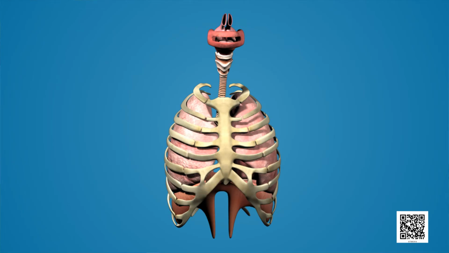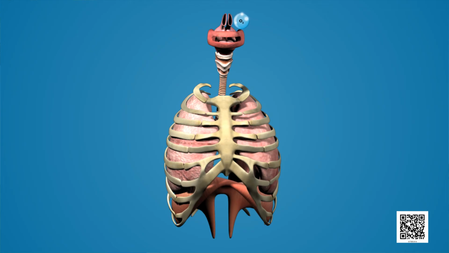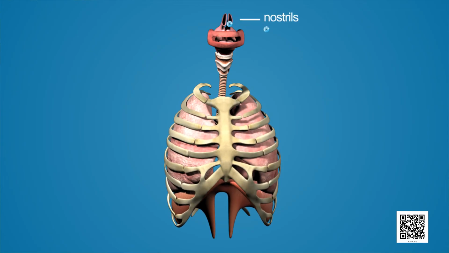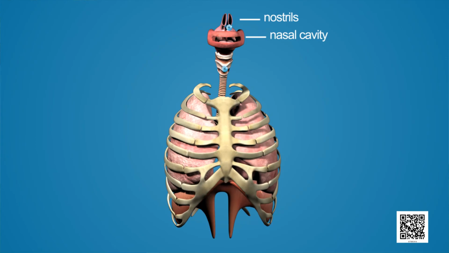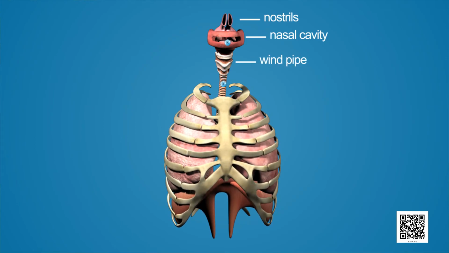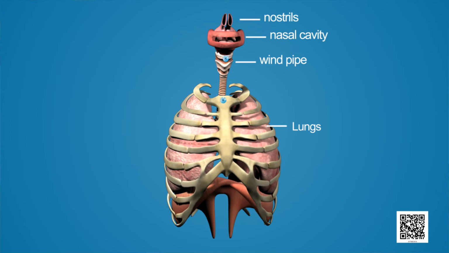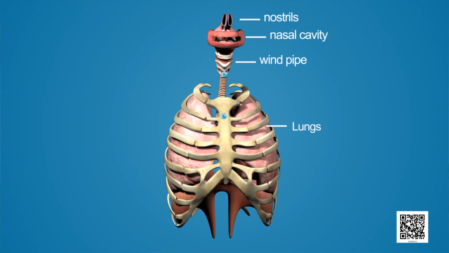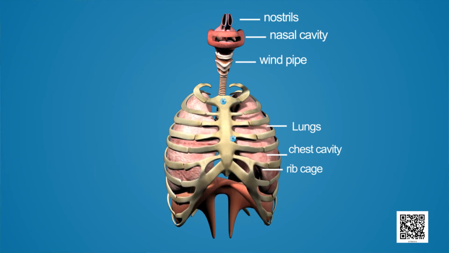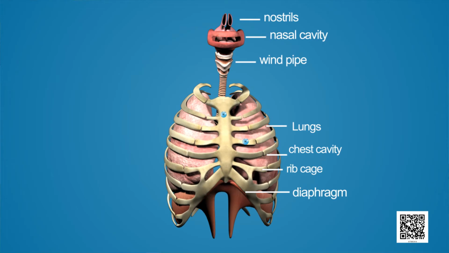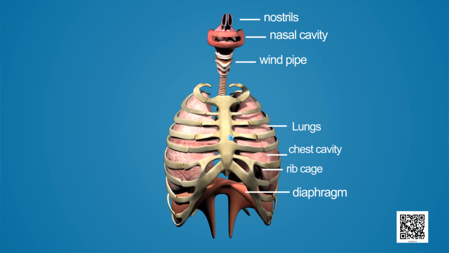Children, let us now study about the mechanism of breathing. Normally, we take in air through our nostrils. When we inhale air, it passes through our nostrils into the nasal cavity. And from here, through the windpipe, air reaches our lungs. Lungs are present in the chest cavity. This cavity is surrounded by ribs on both the sides and a large muscular sheet called the diaphragm forms the floor of the chest cavity.